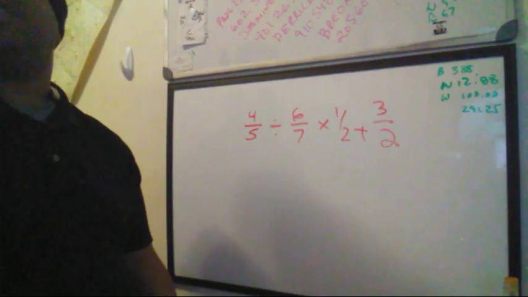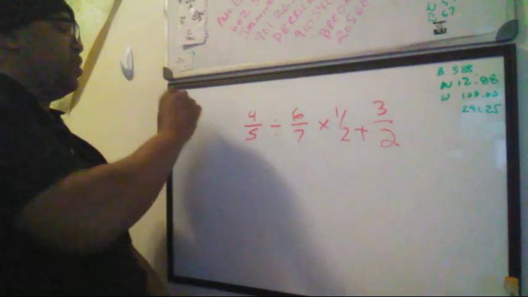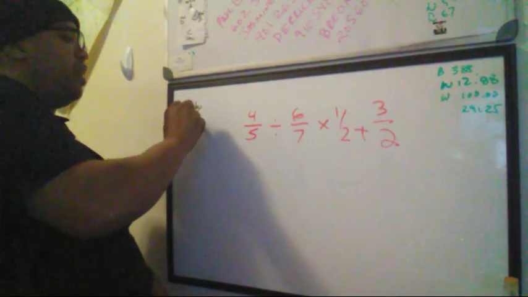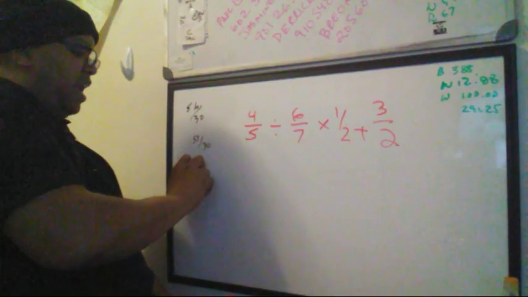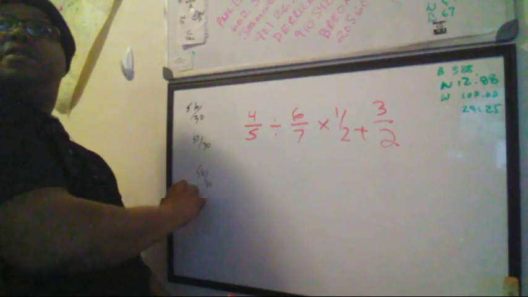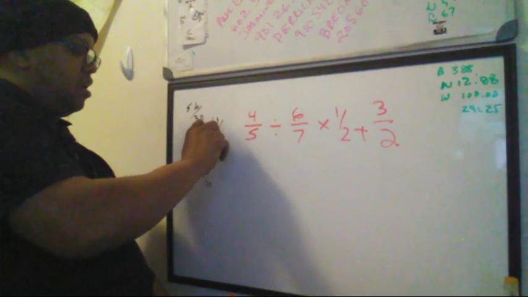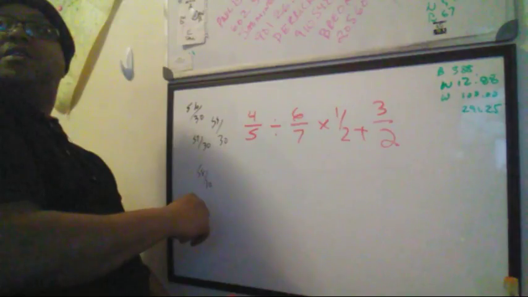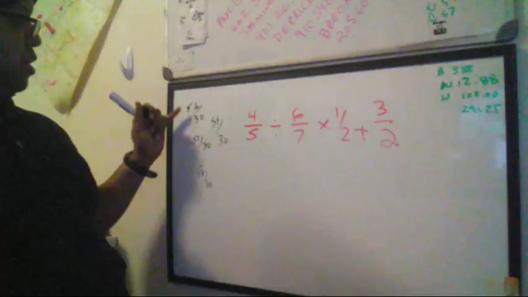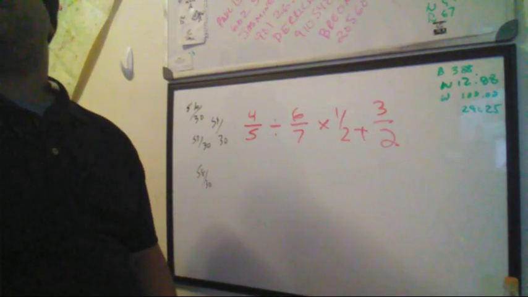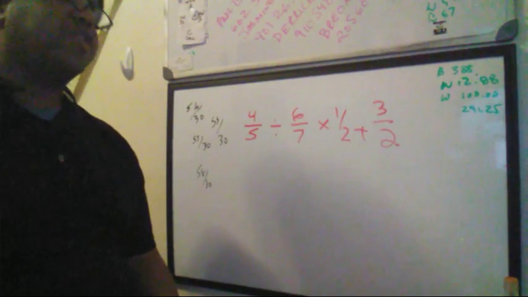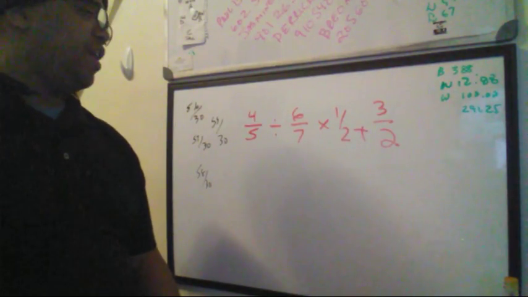56/30ths, 57/30ths, 58/30, 59/30. Okay. 1, 2, 3, 4. So it looks like there are only 4 options: 56/30, 57/30, 58/30, and 59/30ths.